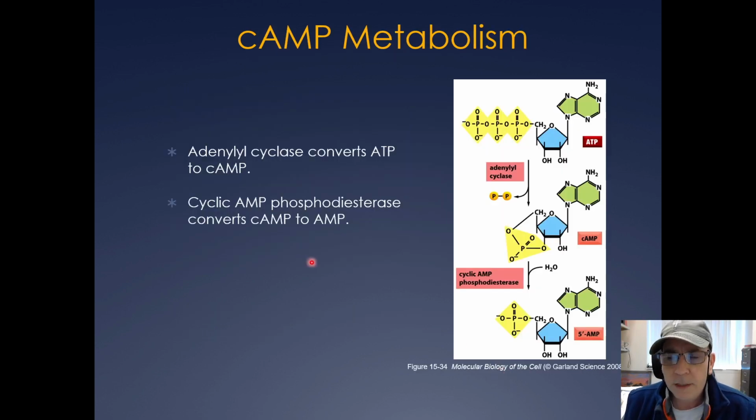Here's how cyclic AMP metabolism works. It starts with an ATP molecule, and then adenylate cyclase will cleave off a pyrophosphate, and then you'll get your cyclic AMP here, and then cyclic AMP phosphodiesterase will hydrolyze this and bring it back to 5' AMP. Okay, guanylyl cyclase basically does the same thing to GTP, as we'll see in a second.